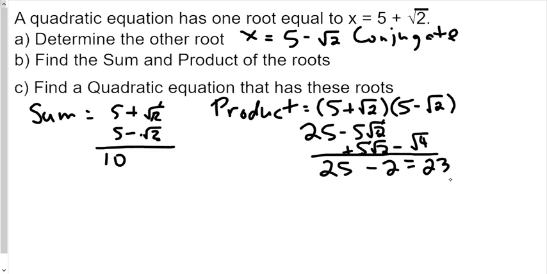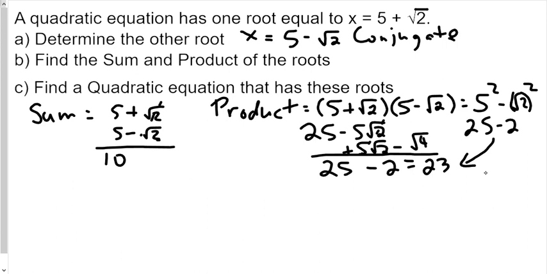Another way to do this would be just to know that multiplying two binomials is not usually the first number squared minus the second number squared, but when you have conjugates, it's always going to be exactly that. So only for conjugates are you able to do 5 squared minus the square root of 2 squared, which would be 25 minus 2, which gives us the 23 we have here. So that's the product. Again, calculator is fine.